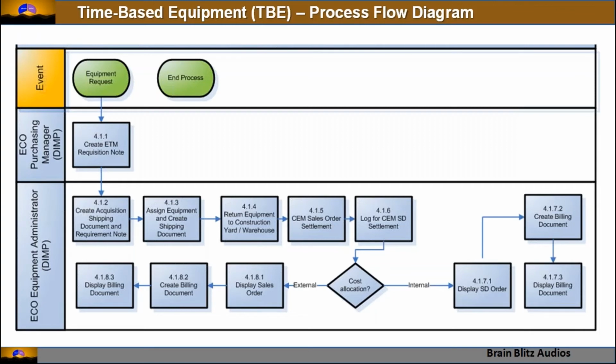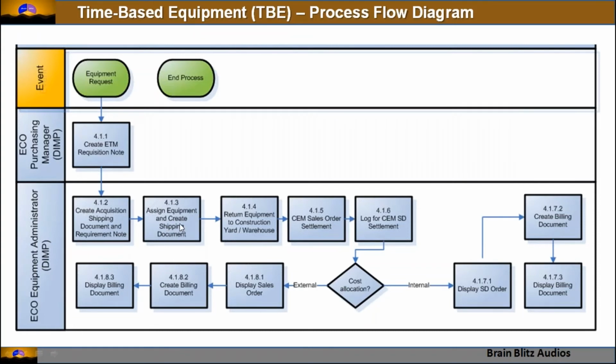So first, once you create the master data, you need to make sure that you have acquired that equipment, you have done the acquisition, and then it is available in ETM. Obviously this is before the requisition note, though sometimes it can be parallel or a one-time process. Then it goes to assign equipment and create shipping document. So for this requisition note, you assign the equipment, then you generate a shipping document.